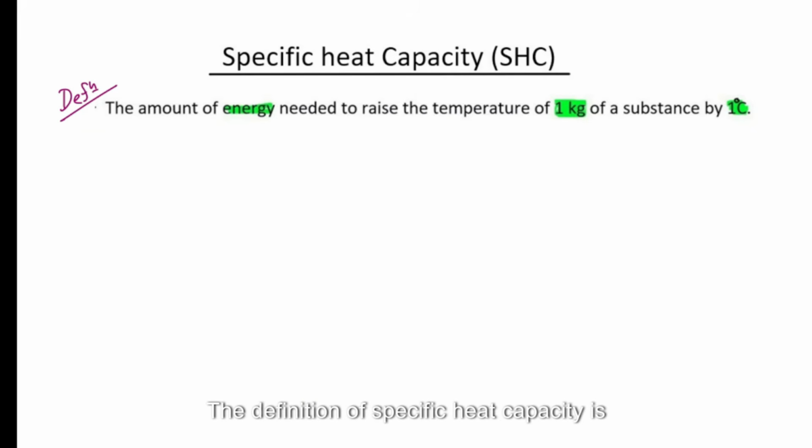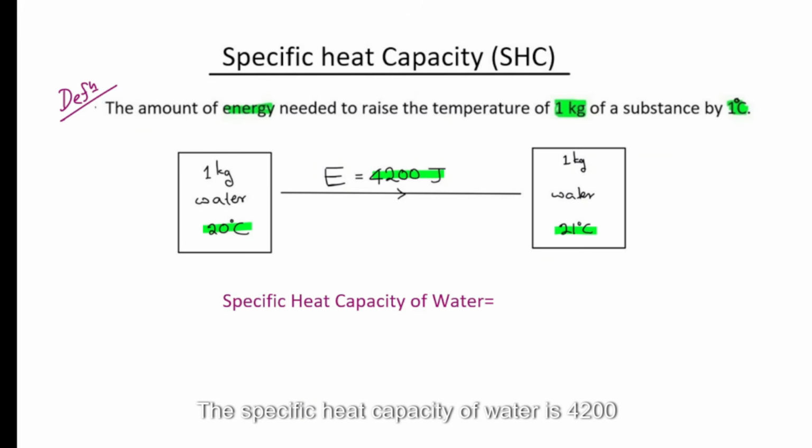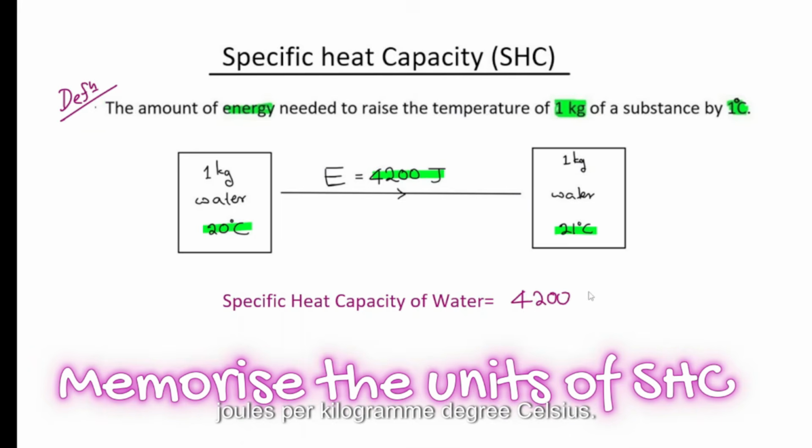The definition of specific heat capacity is the amount of energy needed to raise the temperature of 1 kilogram of a substance by 1 degree Celsius. The specific heat capacity of water is 4,200 joules per kilogram degree Celsius.